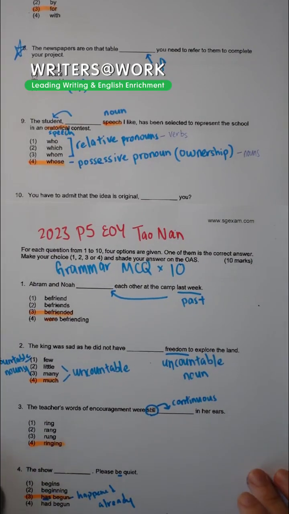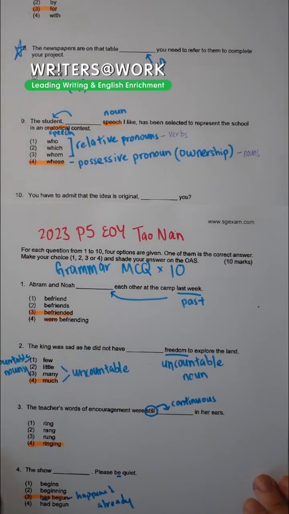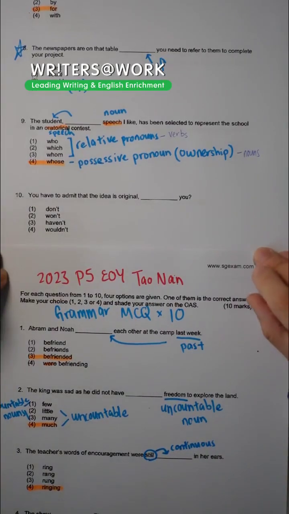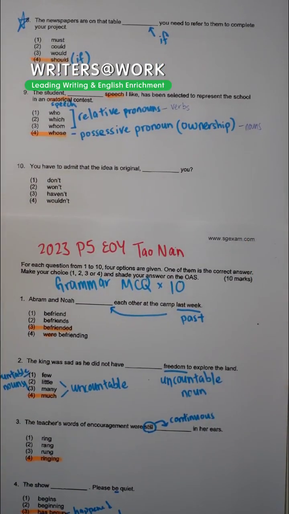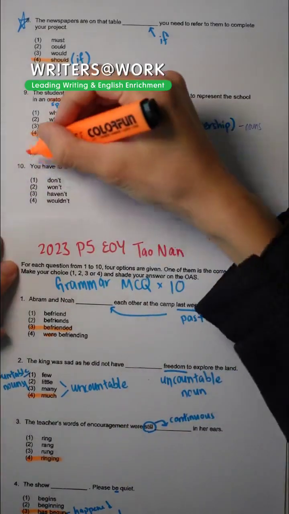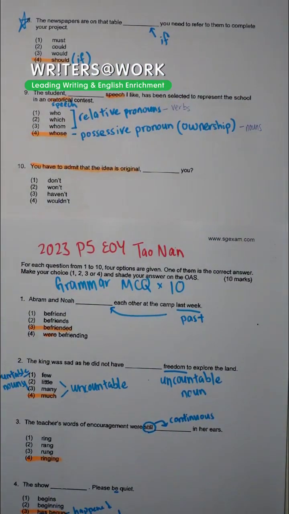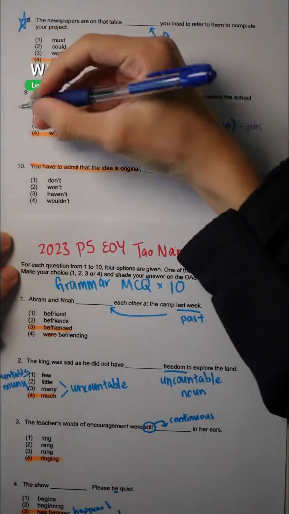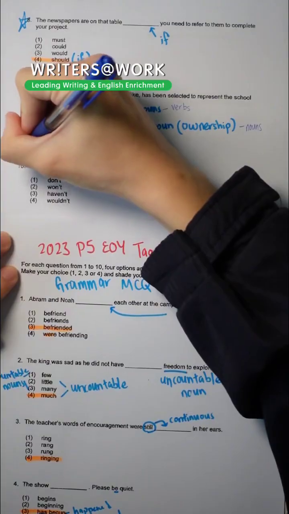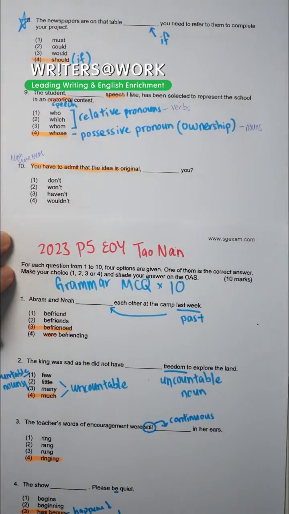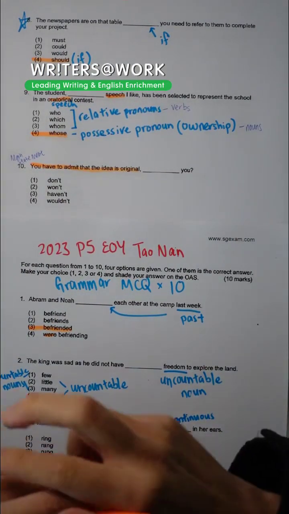Finally, question 10. You have to admit that the idea is original, blank you. Okay. So how should you answer this question? It can be pretty tricky. This is known as a tag question. What is a tag question? You start off with your main statement at the front, followed by your question tag at the end of it.